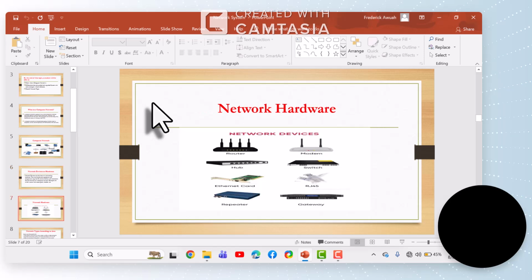And for examples of the hardware we are talking about, we have router, hub, Ethernet card, repeater, modem, switch, RJ45, gateway. There are so many. Without these devices, there's no way you can connect to the internet unless you use the wireless aspect.